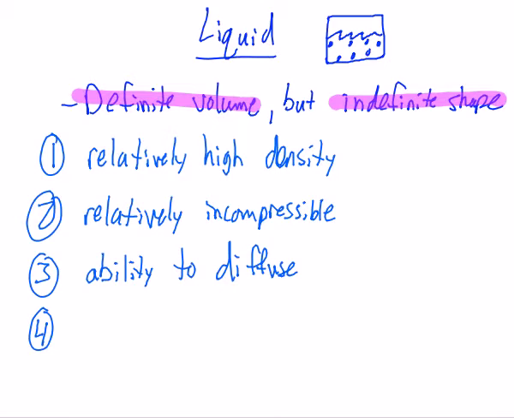So the 4th point for liquids is that they have surface tension. What is surface tension? It's the tension on the surface. Not emotional tension. It's at the surface. And it's not actually bonds, guys. It's those intermolecular forces. It creates what we call a film.